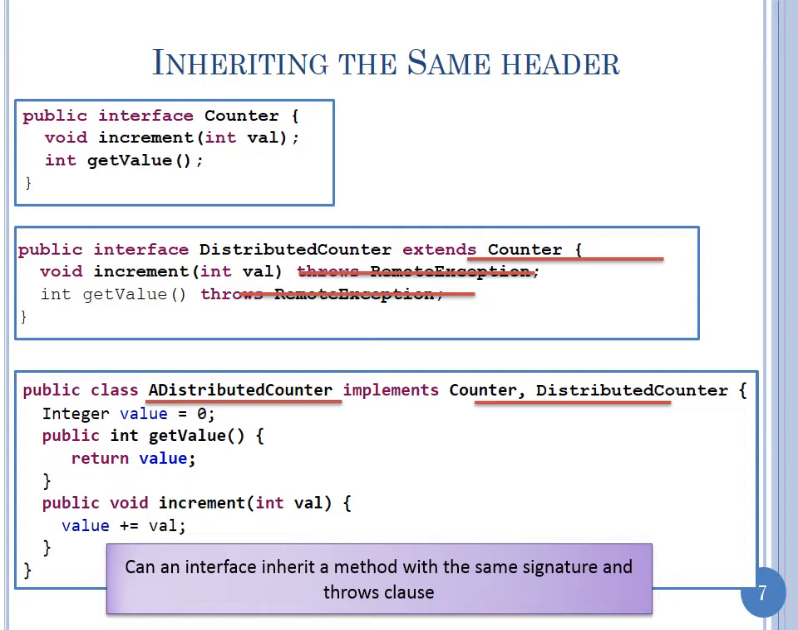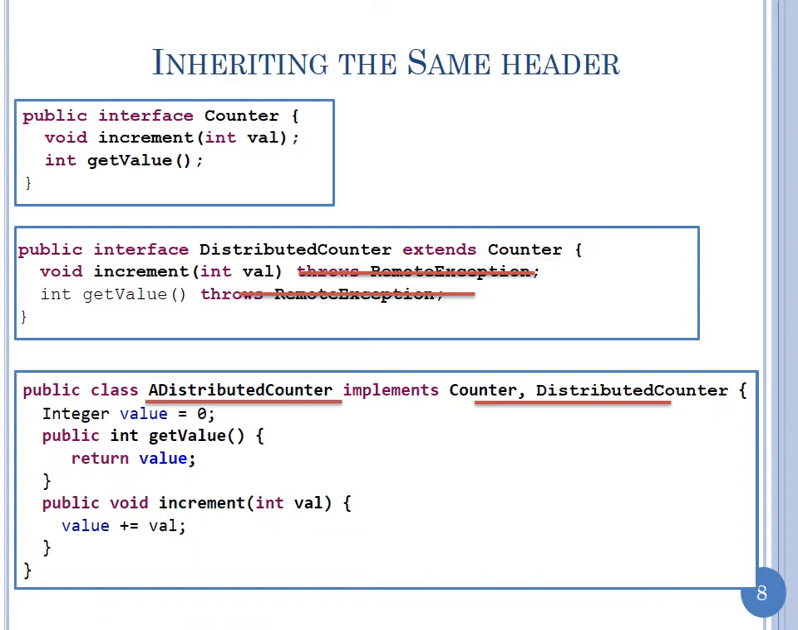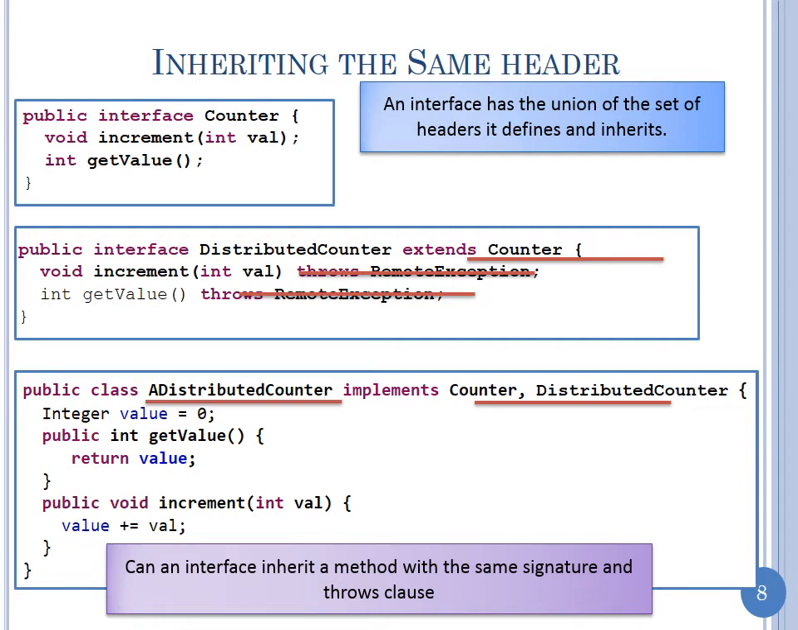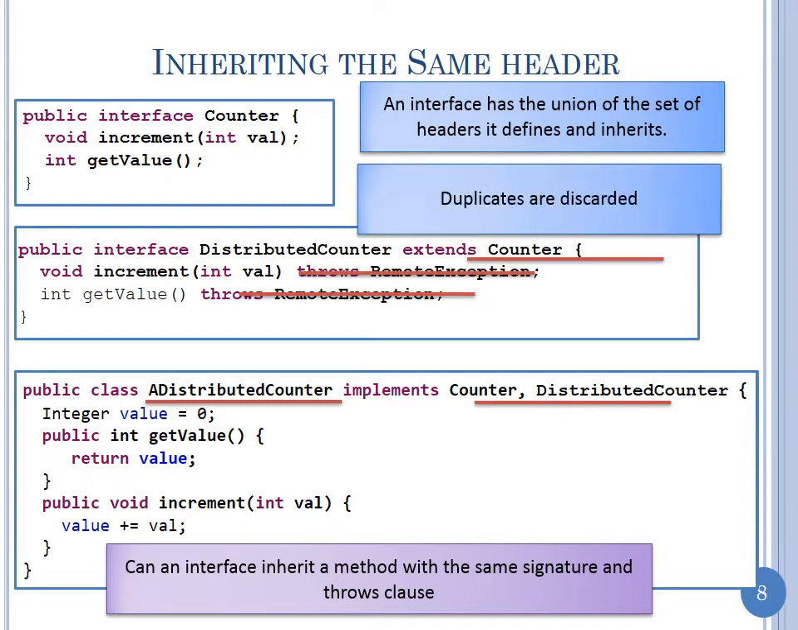So is this legal? Yeah, like you guys said, like Andrew said, this is legal. It's like overriding in a class, except that you're not overriding. And I'll take questions later. Can an interface inherit a method with the same header and throws clause? An interface has a union of the set of headers it defines and inherits. So it's a union of the set, and duplicates get removed in unions. Okay, so duplicates are discarded.